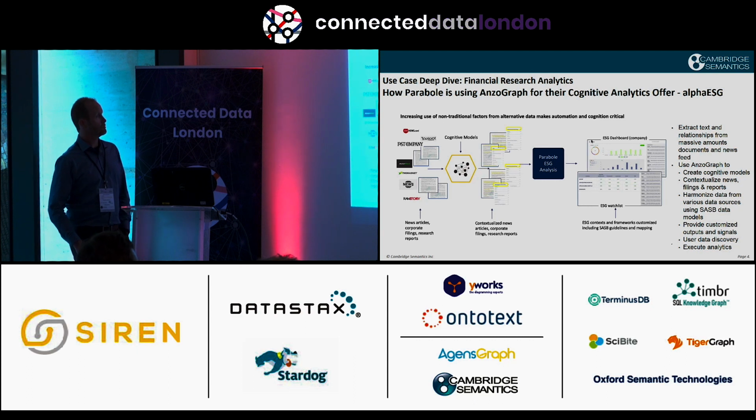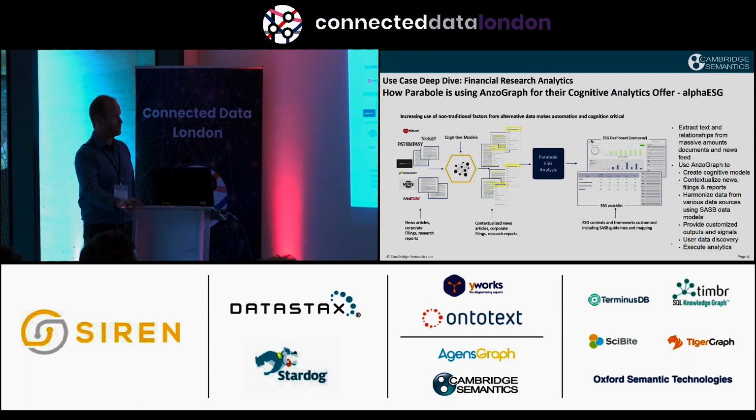The piece where Parable already had technology is on the NLP and text side, where they leveraged AnzoGraph and our graph database. It's really for scale, speed, and also for analytics capabilities. So that together is where the whole value proposition comes in.